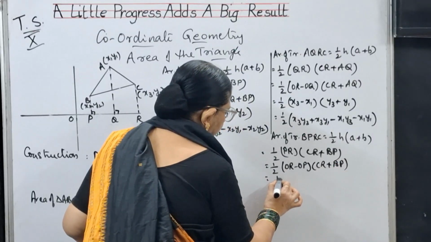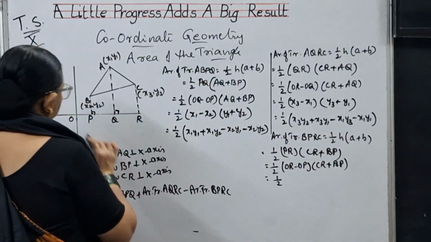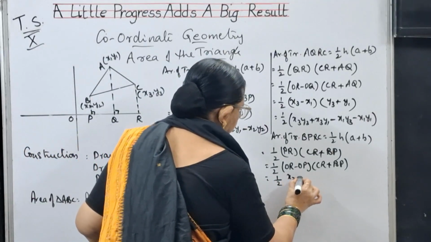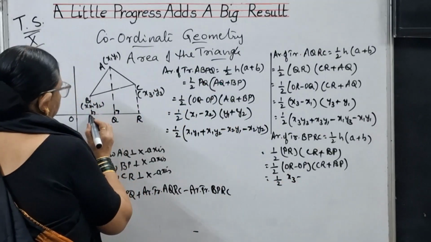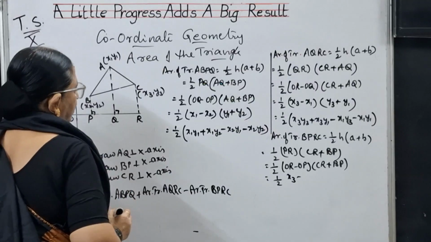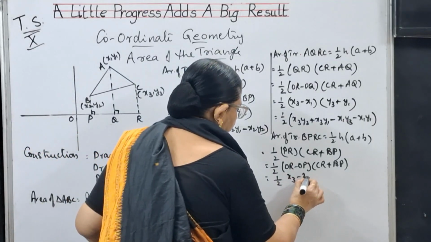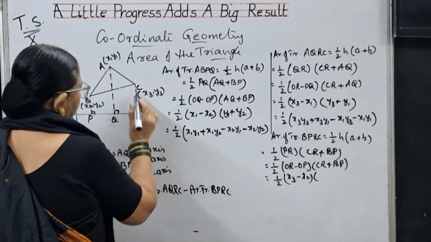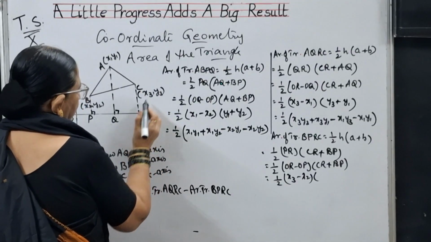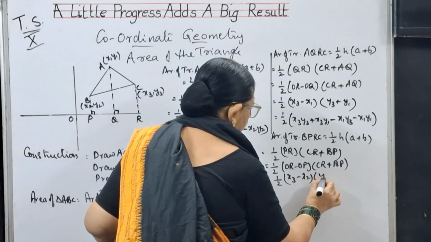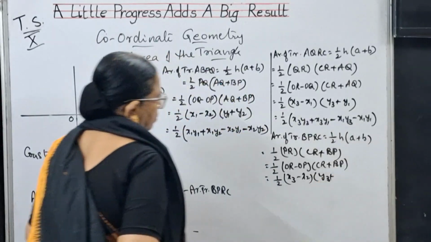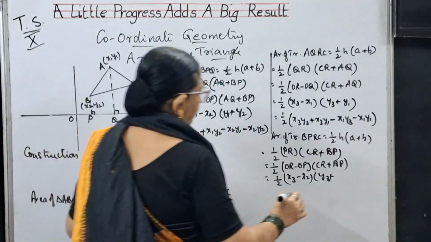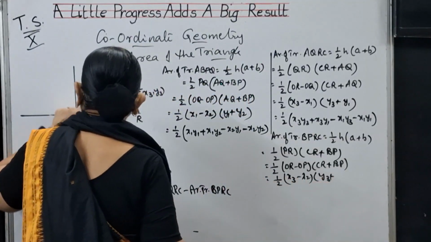This is nothing but half into OR, the x coordinate, x3, minus OP, again an x coordinate, that is x2, into CR. What is CR? This is the height, CR, y3, plus what is BP? BP is y2.